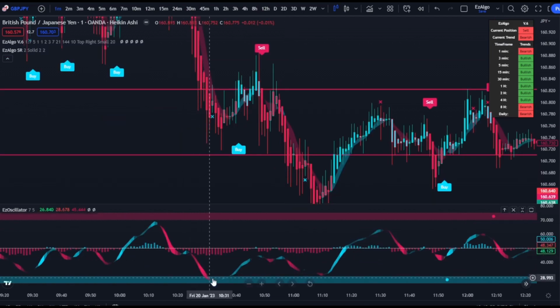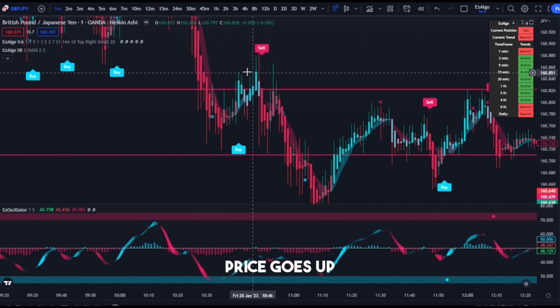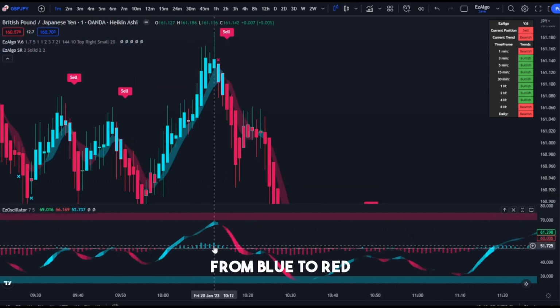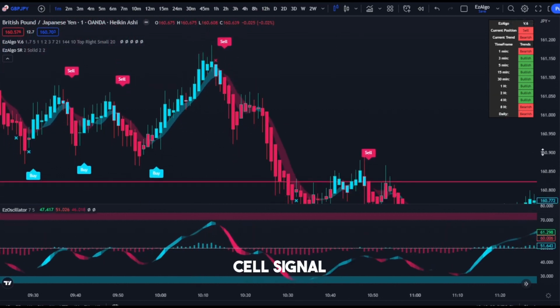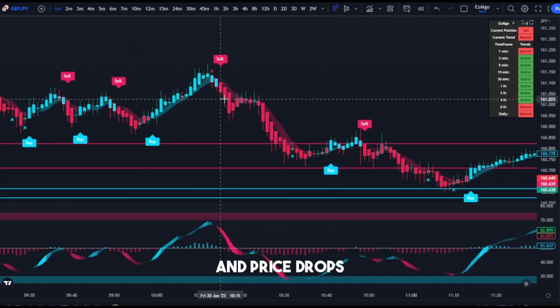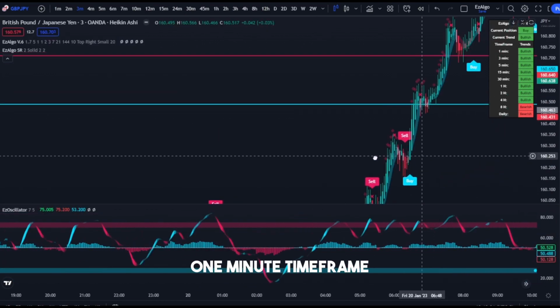Again, we see the wave trend flips from red to blue right around here. The volume is starting to increase, price goes up. Wave trend flips from blue to red, volume is decreasing. We get that sell signal on Easy Algo, and price drops. Now this is on the 1 minute time frame.